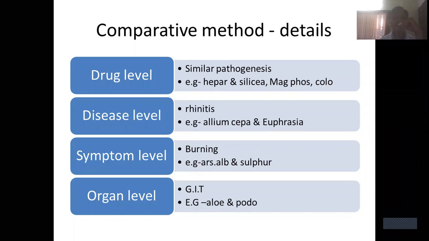And all of us suffer from this rhinitis. So it is a very common symptom, that is, nasal discharge from the nasal mucous membrane, and that is nothing but the disease called rhinitis. In textbooks of ENT, it is described as acute rhinitis, chronic rhinitis, atrophic rhinitis, allergic rhinitis, etc. So there are two drugs, Allium cepa and Euphrasia, producing symptoms which are similar to those of rhinitis. So at the disease level, we will study the similarity and dissimilarity of these drugs.